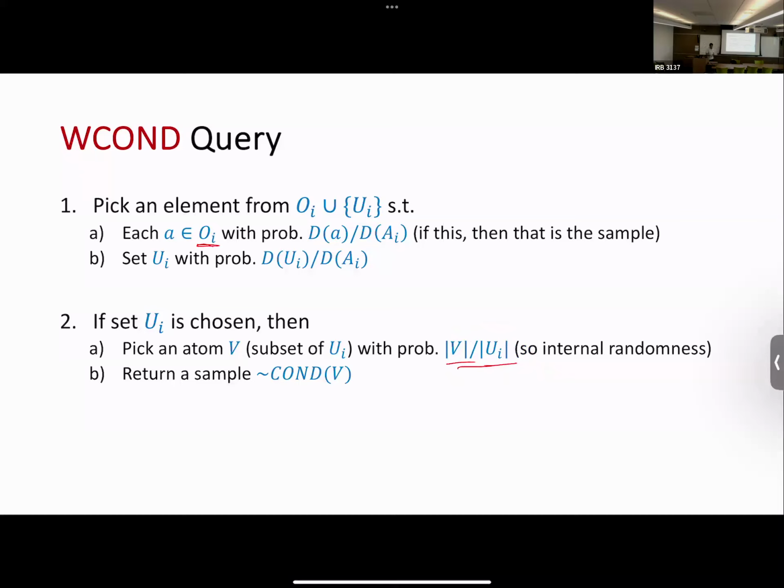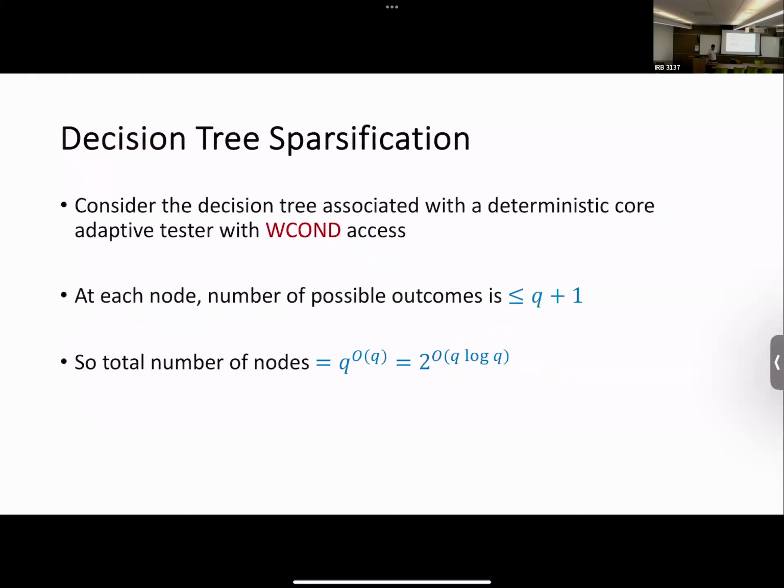So that is where this weak con model helps us in sparsifying the decision tree. So now at each node, instead of 2 to the q, we have only q plus 1. And as a result, the whole number of nodes in the decision tree will become of the order q to the q.